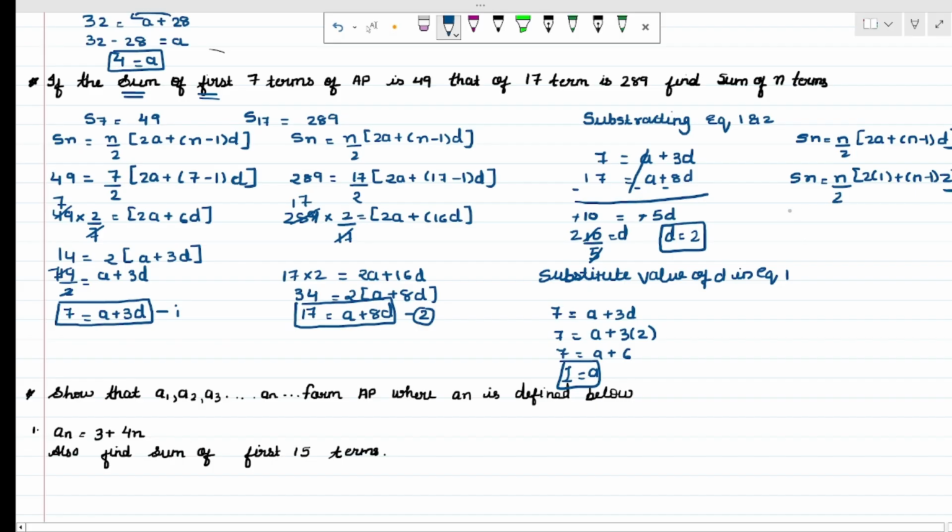So Sn is equal to n upon 2 times (2 plus 2n minus 2). Now you can see 2 times n gives me 2n, and 2 into 2 gives me 2. This positive and this negative 2 cancel, and you will get Sn equals n upon 2 multiplied by 2n. This 2 and 2 are getting cancelled. So your Sn's value will be equal to n times n, that means it will be equal to n square.